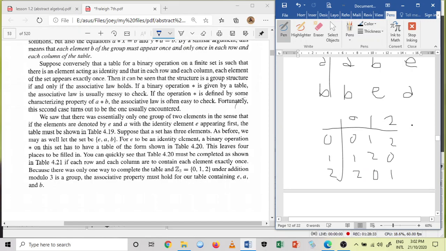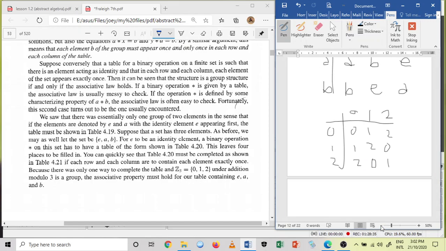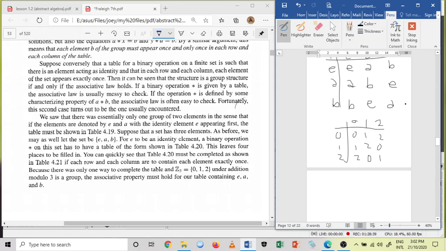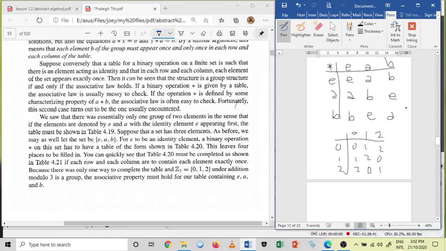So if we compare, actually the 2 groups are basically the same. We only have renamed E as 0, A as 1, and B as 2. We can see here there is a B in this diagonal, 2 in this diagonal. We have E, E, so we have 0, 0, 0. Okay, so they are just the same.